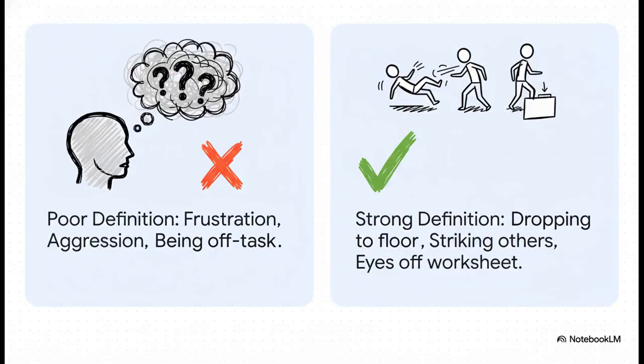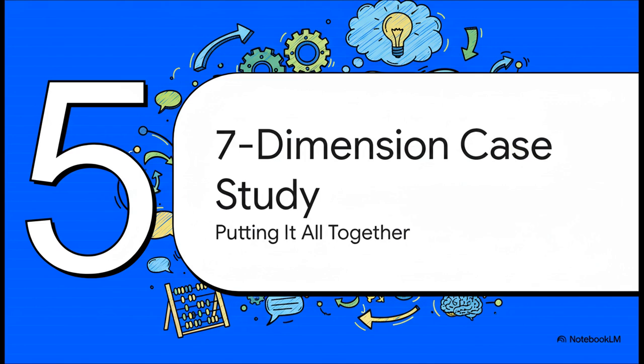And this chart illustrates that perfectly. We move away from vague labels like aggression and get super specific with something like striking others with an open hand. That's the level of precision we need. We're not guessing, we're measuring. Okay, so we've broken down all 7 pieces of Get a Cab. Now let's see how they all snap together in a real-world scenario to create a really solid, high-quality intervention.